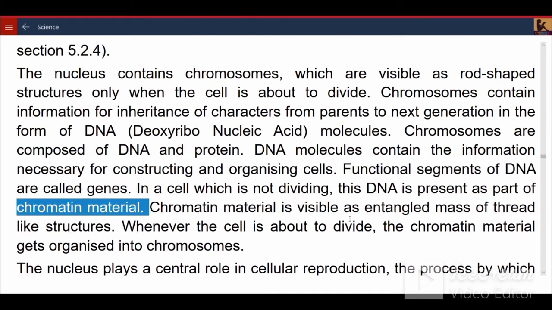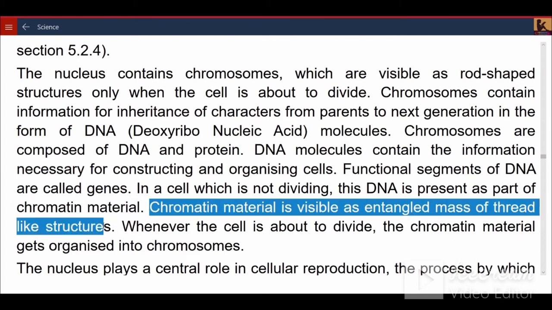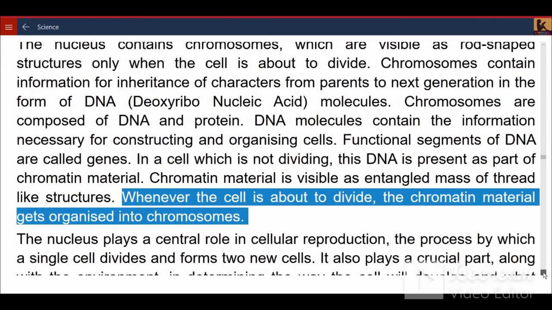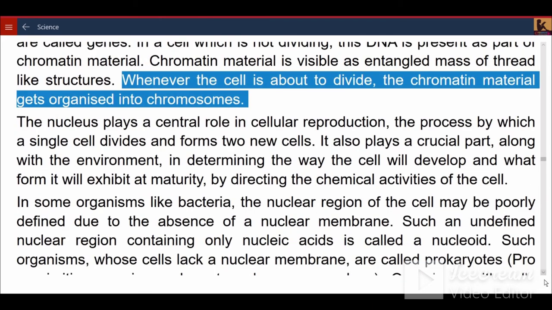Chromatin material is visible as an entangled mass of thread-like structures. So you can easily identify chromatin when there is no division of the cell, as they are an entangled mass of thread-like structures. Whenever the cell is about to divide, the chromatin material gets organized into chromosomes.